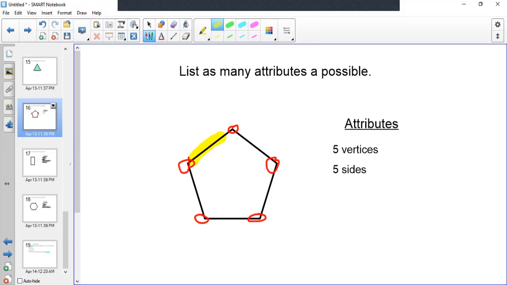Here we go. 1, 2, 3, 4, and 5. So the attributes of a pentagon are that it has 5 sides and 5 vertices. Let's try another shape.